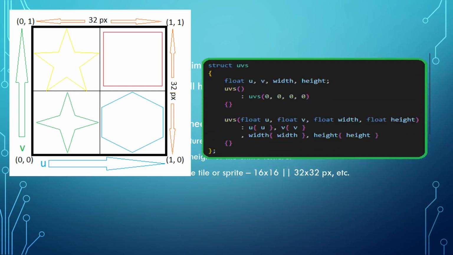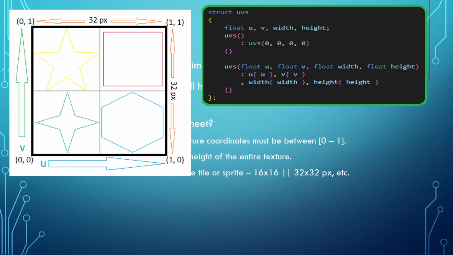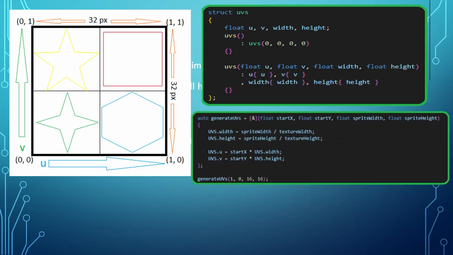We can make a handy struct to get the desired UV values that we need for this. The struct will have a U, a V, a width, and height members. Once we have this struct in place, we can create a small lambda function that will help us generate the desired UV values. We can find the width and the height of the UVs by taking your desired sprite or tile width and dividing it by the entire width of the texture, and the same thing for height. That will give you a value between 0 and 1. Now we should put checks in here to make sure that the sprite width going in is not larger than the width, but this is fine for now.